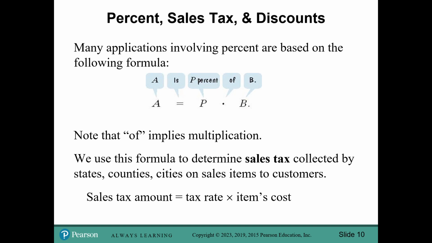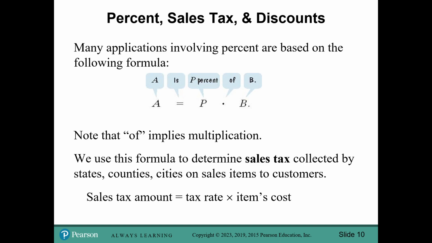Now, let's look at percent, sales tax, and discounts. Many applications involving percent are based on the following formula. A is P percent of B. Note that of implies multiplication. So we see that's basically the same thing as A equals P times B.